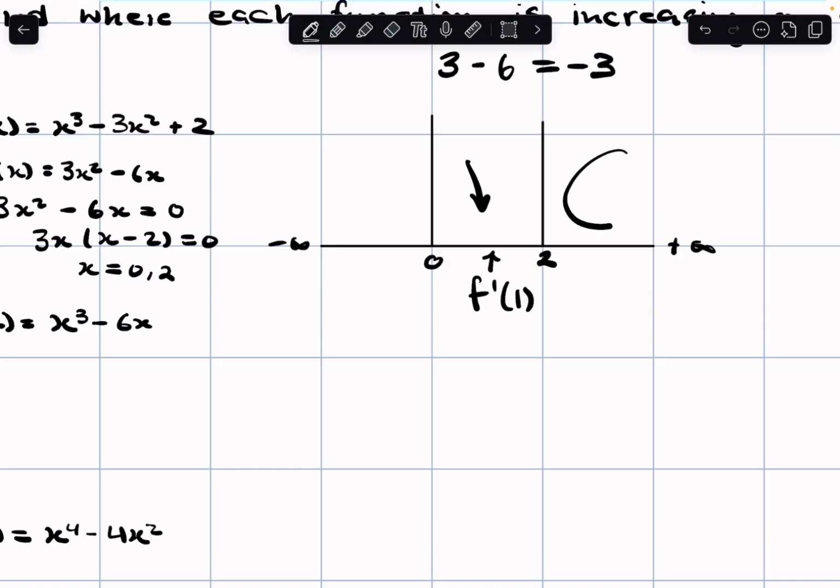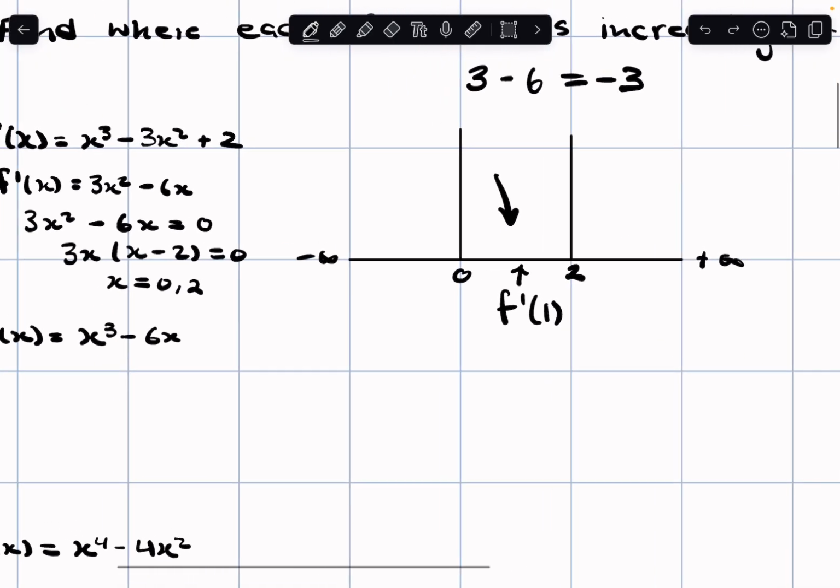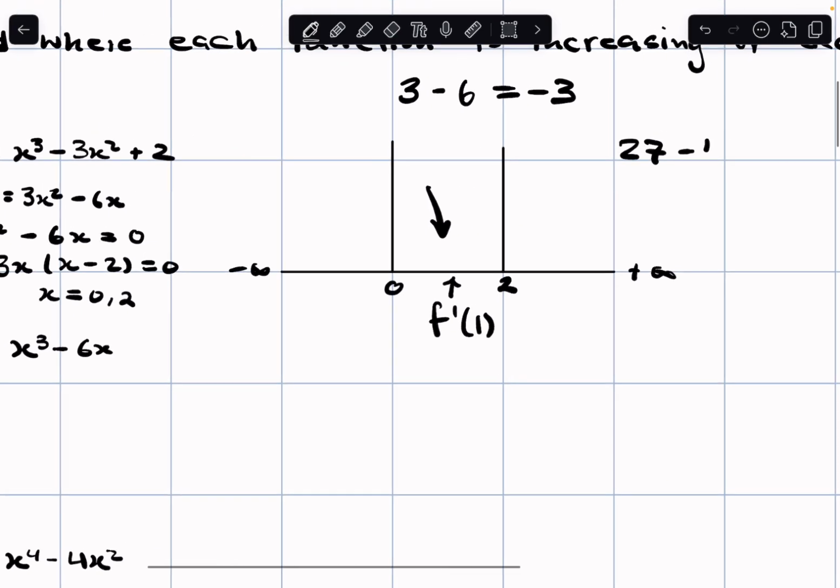Then for the next interval, 2 to infinity, anything greater than 2 should work here, right? So let's just do 3. 3 times 3 squared is 27, and then 6 times 3 is 18. I know this is 9, but I know it's going to be greater than 0, so it's going to be increasing because it's positive.